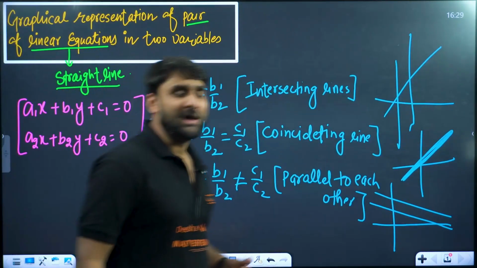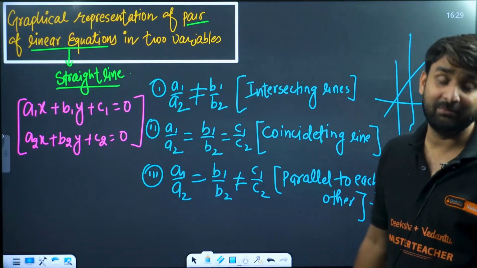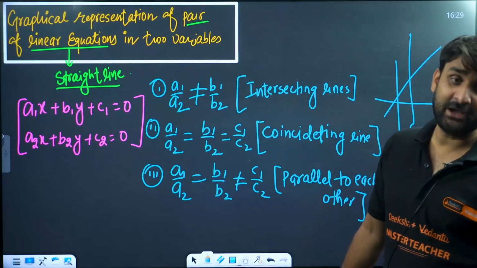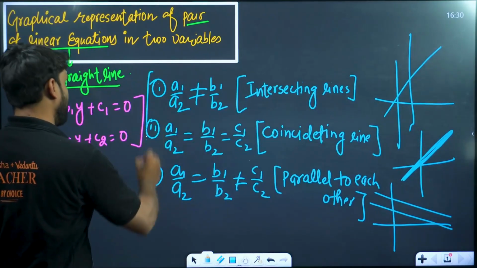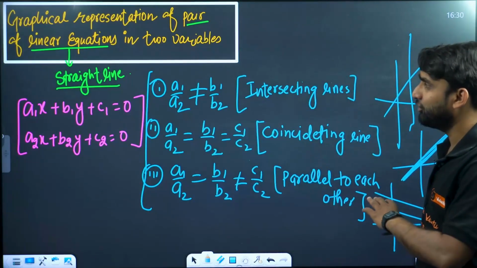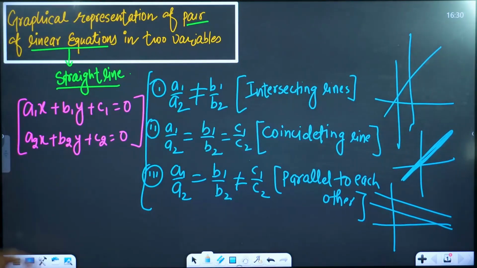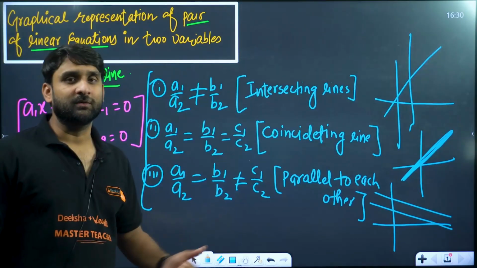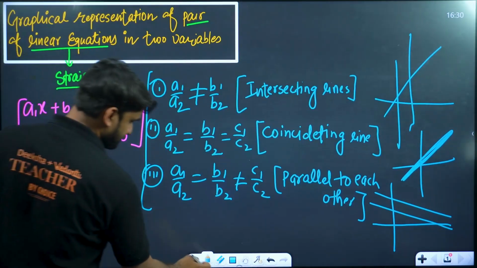This is the way you can identify whether the given pair of linear equations in two variables will be intersecting, coinciding or parallel to each other. This is a very important formula. I hope this is clear to you. Please take a screenshot if you want, otherwise please make sure to write it down in your notebook.